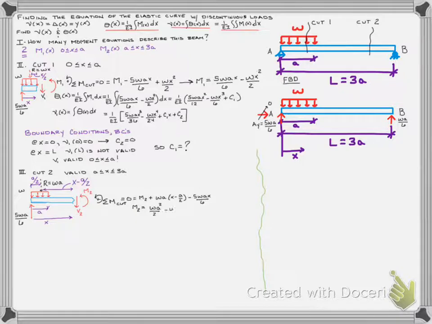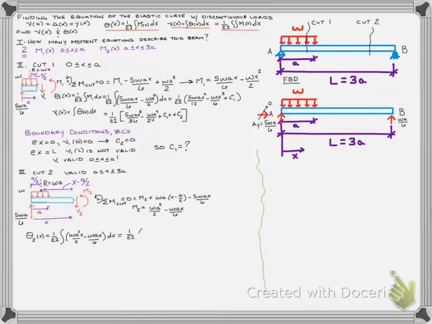And then we can actually just simplify our formula, and because of the values that are in there, that actually simplifies to WA squared over 2 minus WAX. And notice 2 length terms, a squared and ax. So we've got some good math happening. So we can quickly integrate that term so that we can find the slope for our second range by taking the integral of our M2 expression.